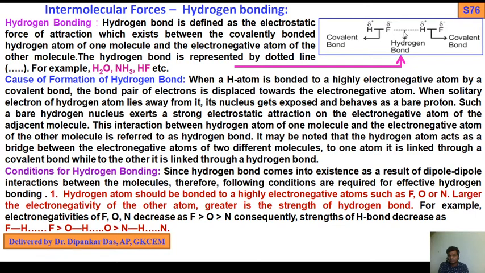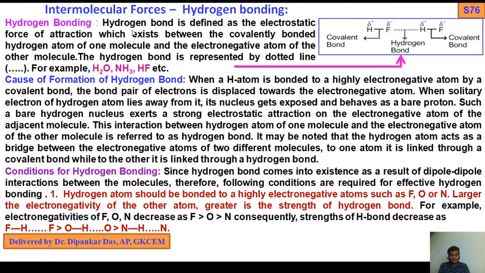Now this hydrogen forms a hydrogen bond with the fluorine atom of another HF molecule. So that is called a hydrogen bond. So a hydrogen bond is formed between oxygen, nitrogen or fluorine. So these three most electronegative elements are able to form a hydrogen bond.